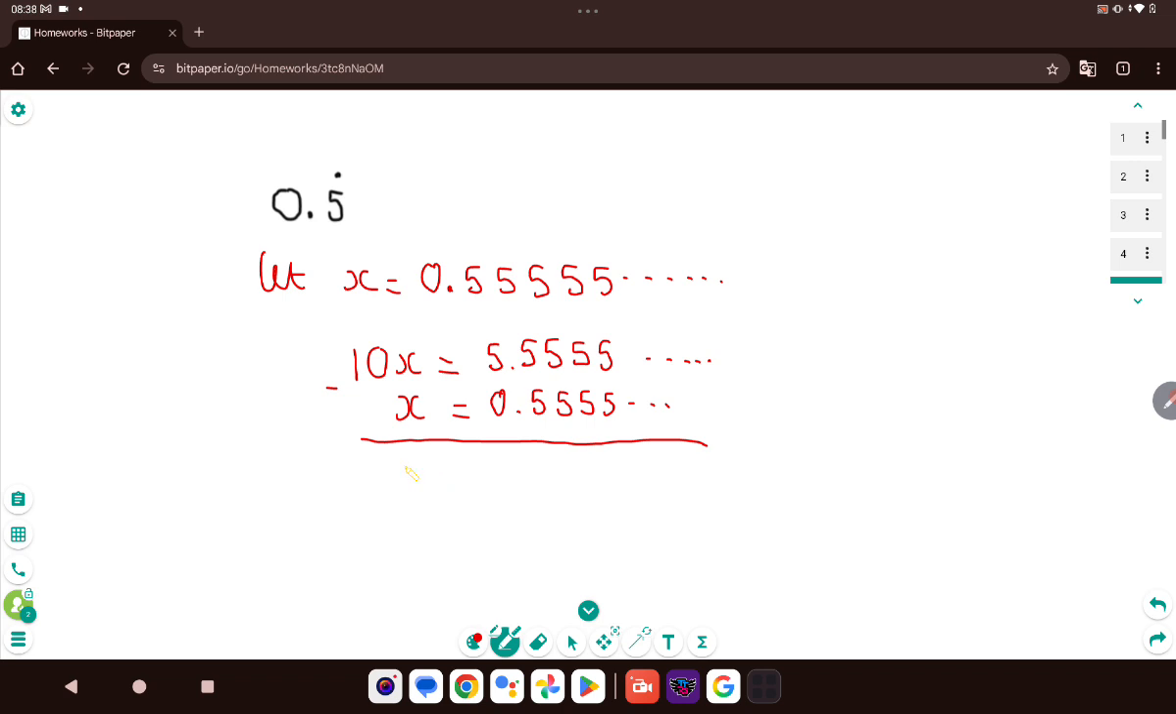10x take away 1x is 9x. 5.5 recurring minus 0.5 recurring. 5 take away 5 is 0, right? So all these will cancel out, and you'll be left with just your 5. So you can see everything that's the same basically cancels out. All those 5s will cancel out to make 0. 5 take away 0 is 5. I'm going to make x the subject by dividing both sides by 9. So x is equal to 5 over 9.